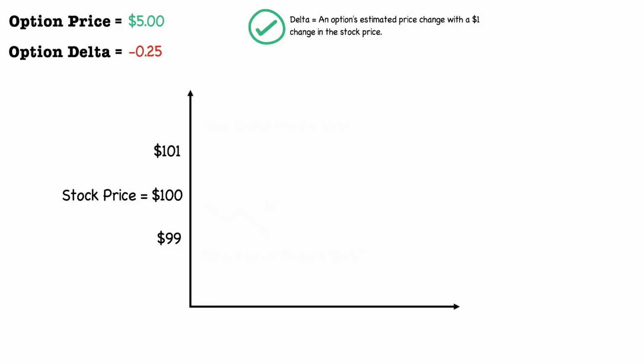Now let's switch things up a bit and look at an option delta of negative 0.25. As we've just learned, put options have negative deltas, which means they're expected to lose value as the stock price increases and gain value as the stock price decreases. So if we purchase that $5 put option when the stock price is at $100 and the stock price increases to $101, the new put option's price is expected to be $4.75 because it has a delta of negative 0.25. That means if the stock price increases by $1, the option price is expected to lose 25 cents, and if the stock price falls by $1, the option is expected to gain 25 cents in value.